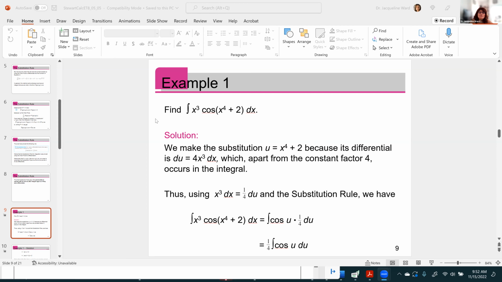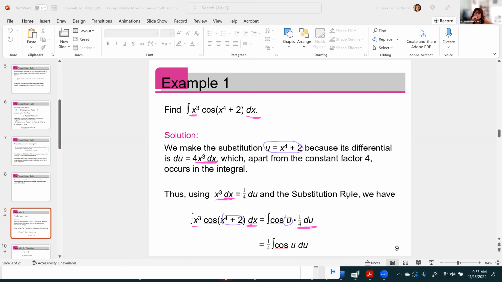So the way the book does it now, I have to say, it's not the way I learned it. You have an x cubed dx, and so they solve for x cubed dx by dividing both sides by 4. And that gives you 1/4 du. So now they're substituting this with 1/4 du. Does that make sense? And the u is substituted. That's the easier part.